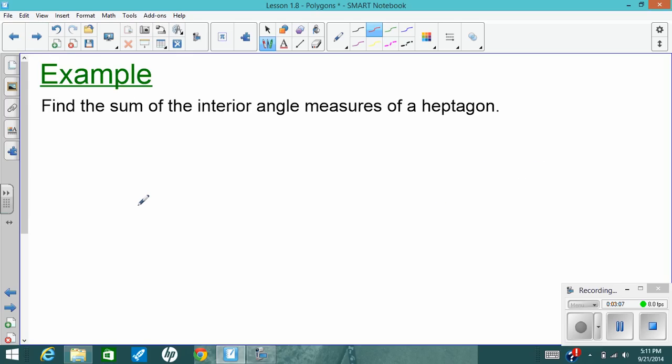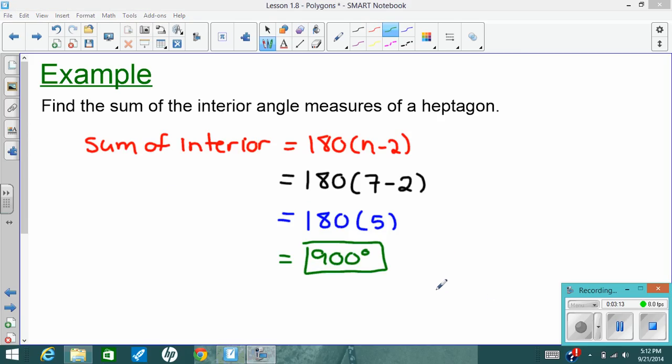So pause the video here and find the sum of the interior angle measures of a heptagon. If you pause and try this problem, you should get that the sum of the interior angle measures of a heptagon is 900 degrees, and that's found just by plugging the number of sides, and a heptagon has 7 sides. Plug that in for n, simplify, and get 900.